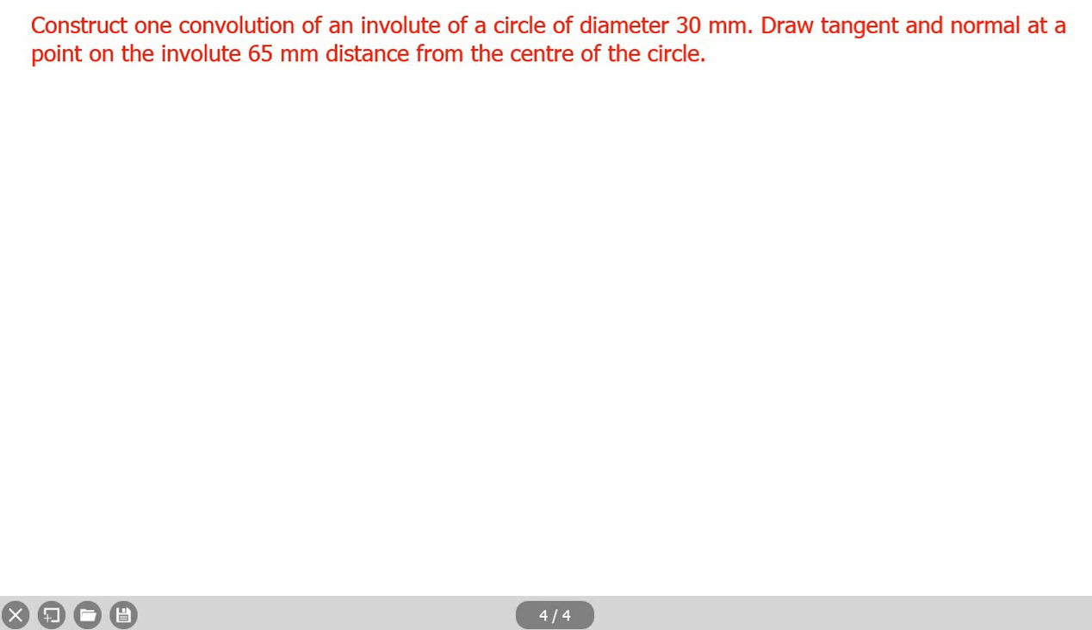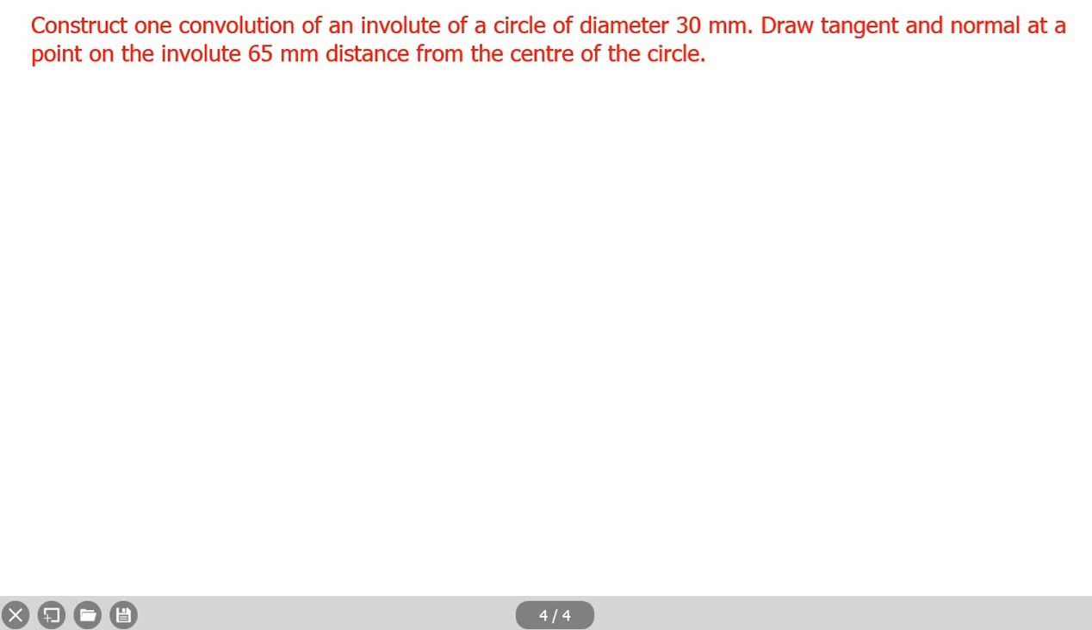Construct one convolution of an involute of a circle of diameter 30 mm. Draw tangent and normal at any point on the involute, 65 mm distance from the center of the circle. So we have to draw an involute of a circle of diameter 30 mm. Also, tangent and normal should be drawn at 65 mm distance from the center of the circle. The point on the involute should be 65 mm distance from the center of the circle.